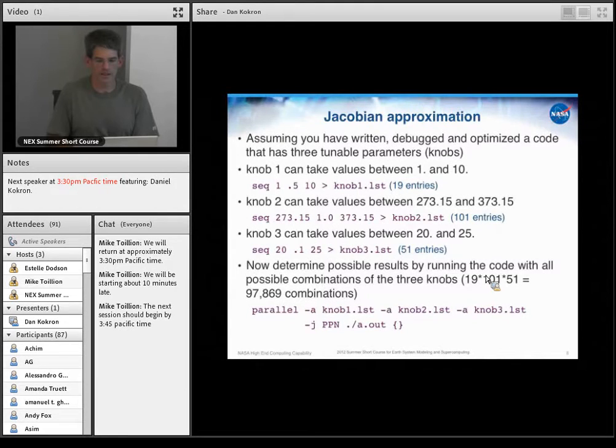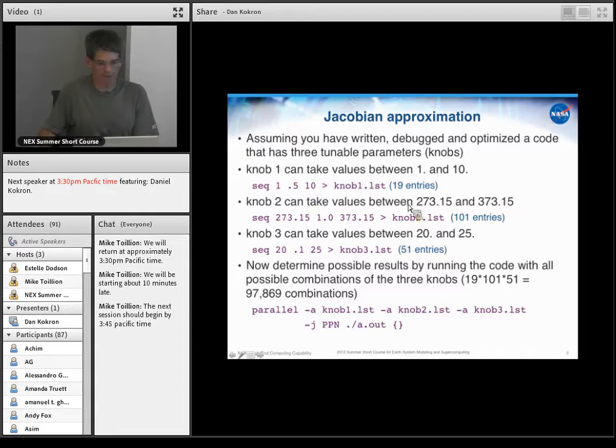Knob 1 can take on values between 1 and 10, and using the sequence command, we're going to create a list of values between 1 and 10 in steps of a half. So there's going to be 19 entries in that first list. The second knob can take on values between the freezing point and boiling point of water, and we're going to create a list every 1 degree, for 101 entries.